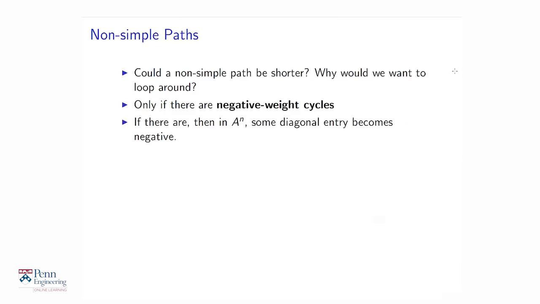But if there are negative weight cycles, how do you find them? If there's a negative weight cycle, then as we take this A and, quote-unquote, multiply it by itself many times, when we get to A to the n, we claim some diagonal entry becomes negative.